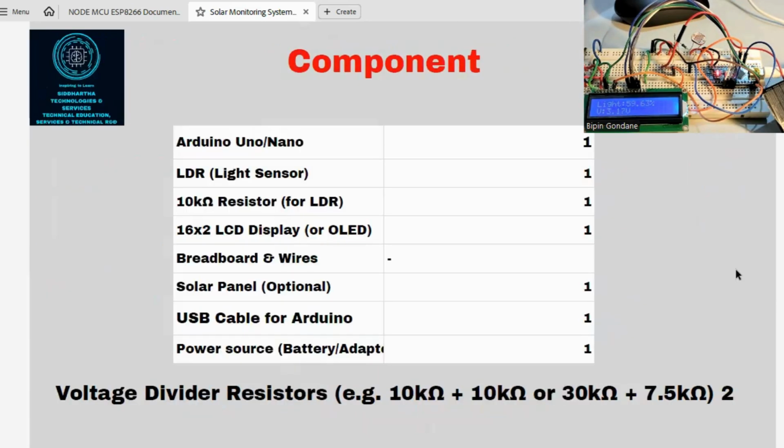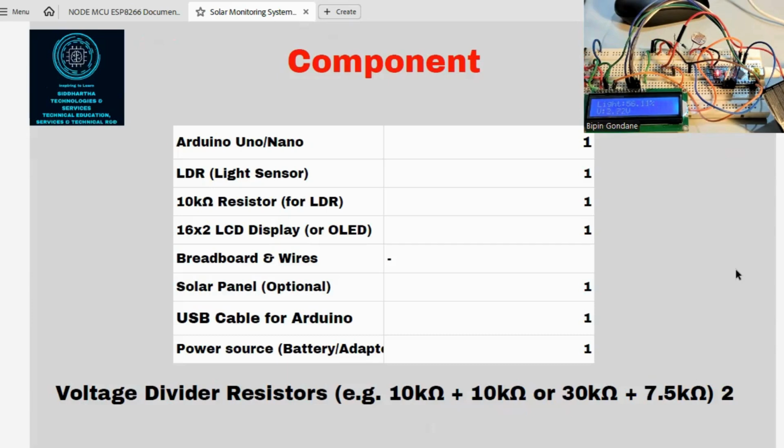Now we'll go to the components part. What are the simple components we need? We need an Arduino Uno board; you can also use a bigger or smaller board. We need an LDR. You can see here, this part is our LDR. We need a 10 kilo ohm resistor for the LDR, which you have to connect to the ground. I will share the circuit diagram.